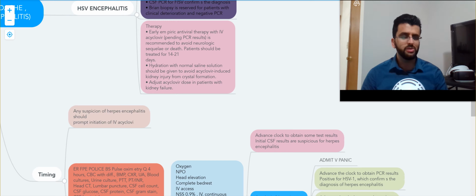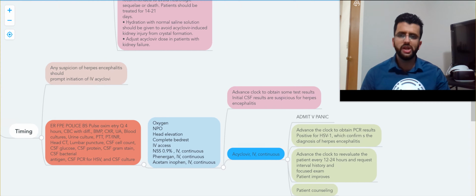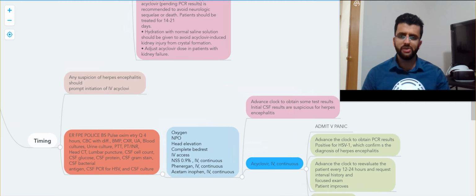While you're waiting for the PCR, you just start it. You don't wait for it. Why? Because you want to prevent death. Okay. And the patient should be treated for 14 to 21 days. Okay, so let's run over a case. Let's run over the timing.